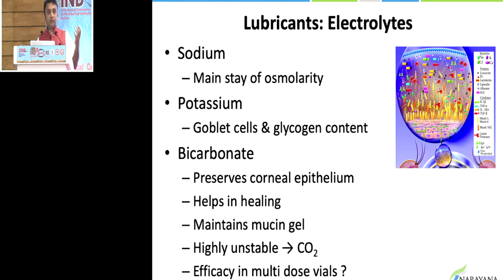One of them is sodium, which is the mainstay of osmolarity of the drop. So when you want to create a lubricant, you would like to keep it on a little bit of alkaline side, and this is done by all these electrolytes. So sodium decides about the osmolarity, and helps you keep your lubricant iso-osmolar. Potassium helps in the maintenance of goblet cells, and bicarbonate is supposedly helping us in preserving the tear film and the surface epithelium.